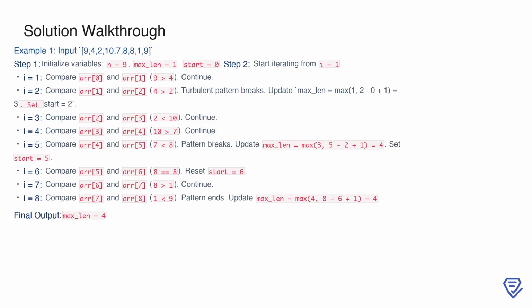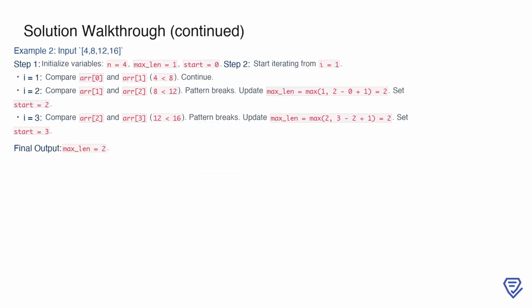Moving to i equals 3, the comparison of arr[2] and arr[3] re-establishes a turbulent condition, so we continue. This continues through i equals 4 and i equals 5 with alternating conditions, but at i equals 6, the pattern breaks because arr[5] equals arr[6]. We reset start to 6. Finally, the pattern alternates again for indices 7 and 8, and we calculate the maximum length of the turbulent window as 4. The final output here is max_len equals 4.